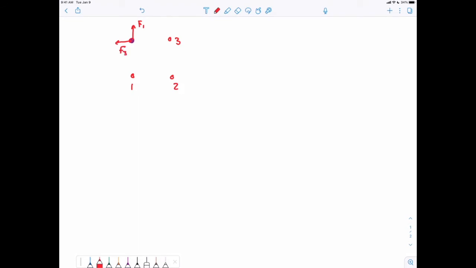F3 points that way, and F2 points away from charge 2, and I drew it smaller. Why did I draw F2 smaller than F1 and F3? Jared? Because of R squared. It's further away, so it has less effect. Okay, I'm just kind of sketching these. These aren't necessarily to scale, but I want to include things that I do know, like F2 should be smaller than F1 and F3, and F1 and F3 should be the same.